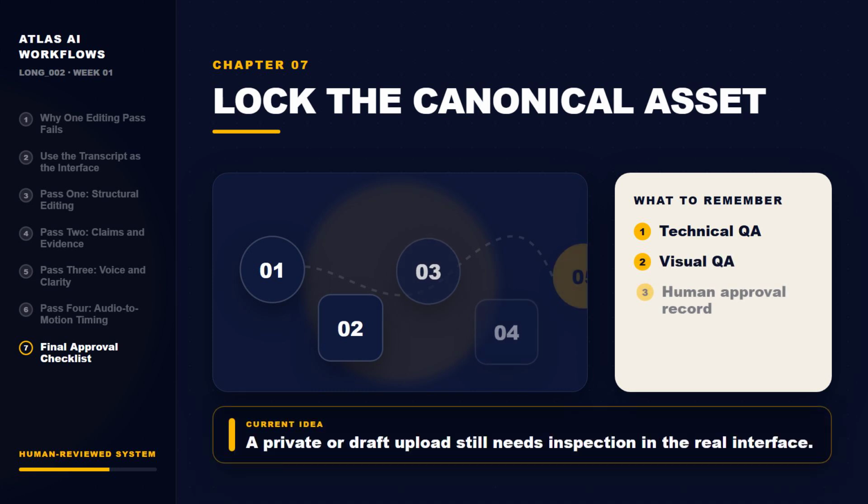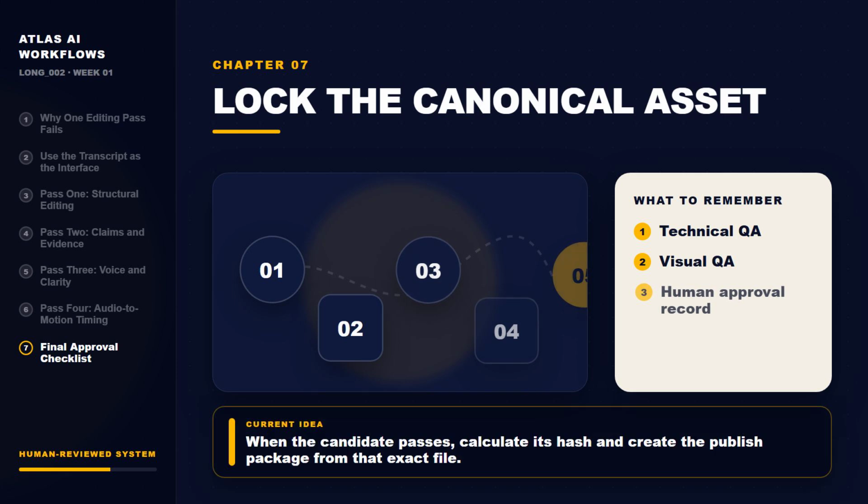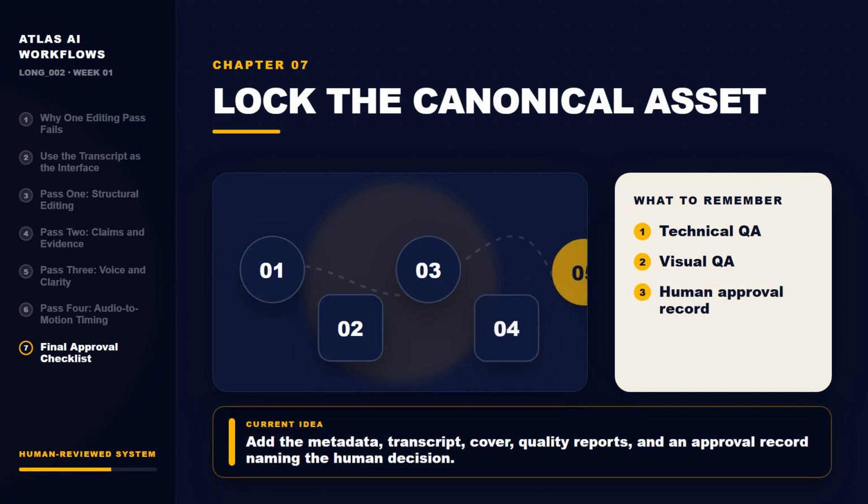A private or draft upload still needs inspection in the real interface. When the candidate passes, calculate its hash, and create the publish package from that exact file. Add the metadata, transcript, cover, quality reports, and an approval record naming the human decision. If a replacement is required, do not overwrite the approved candidate with an ambiguous file name. Create a new version, verify it, record the relationship, and only then clean the rejected media.